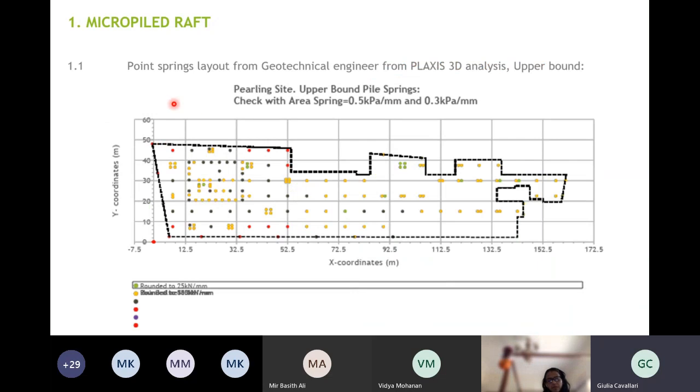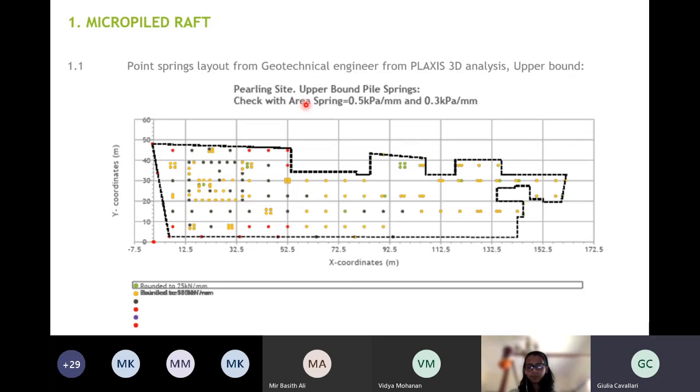So after we have built the structural model, we have passed the base reactions to the geotechnical engineers team, and they have used the information to produce a piling layout. With the piling layout, they have created the geotechnical model, and they have come up with two sets of stiffness for the piles.